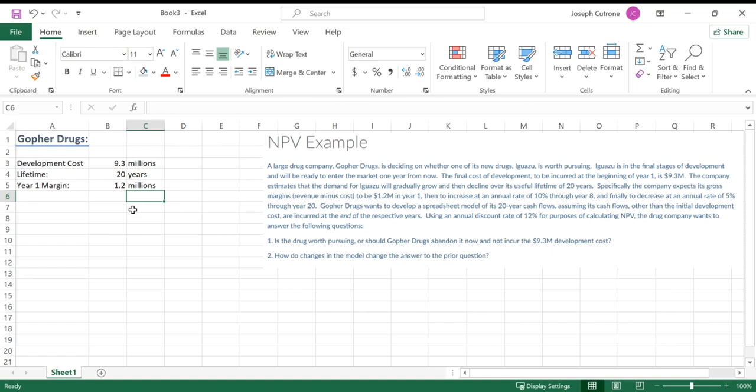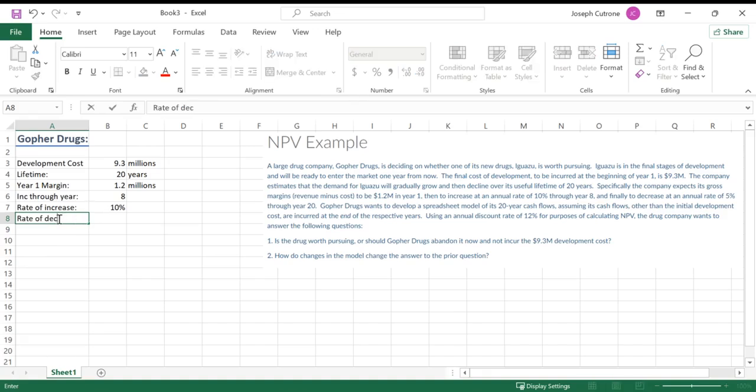Then it's expected to increase at an annual rate of 10% through year 8. All right, so two numbers are coming at me here, 10%. So increase through year 8. It's going to increase by how much? 10%. Fantastic. And we'll label this the rate of increase. Finally, it will decrease at an annual rate of 5% through year 20. So our rate of decrease will be 5%.